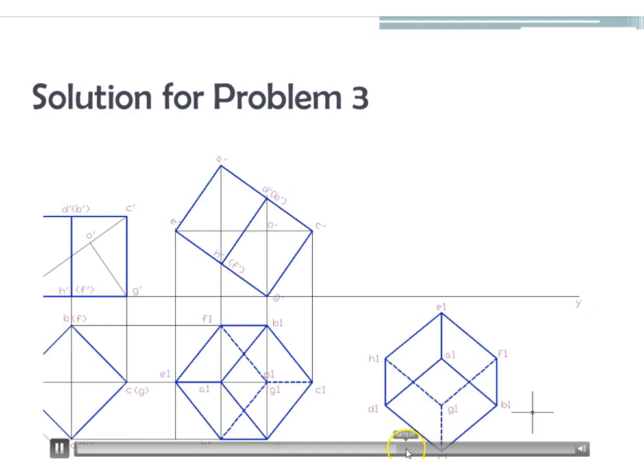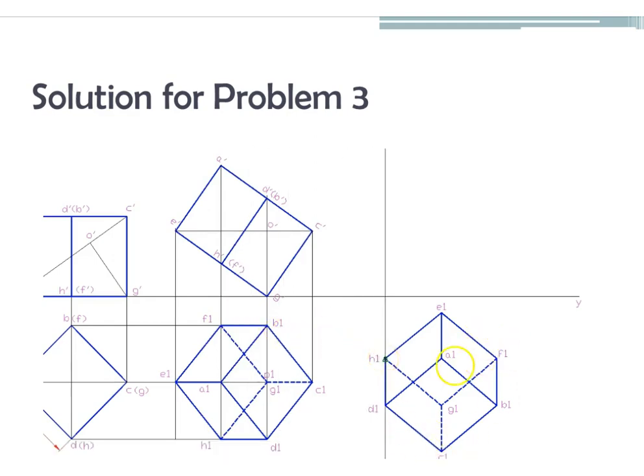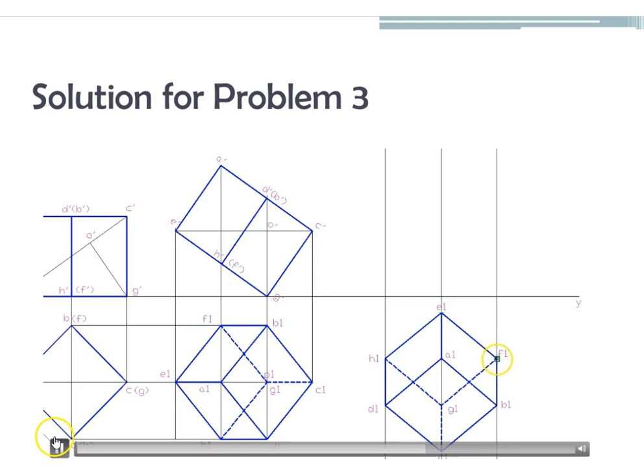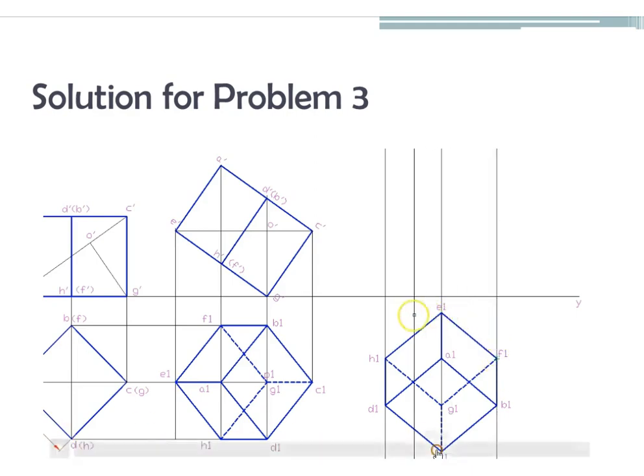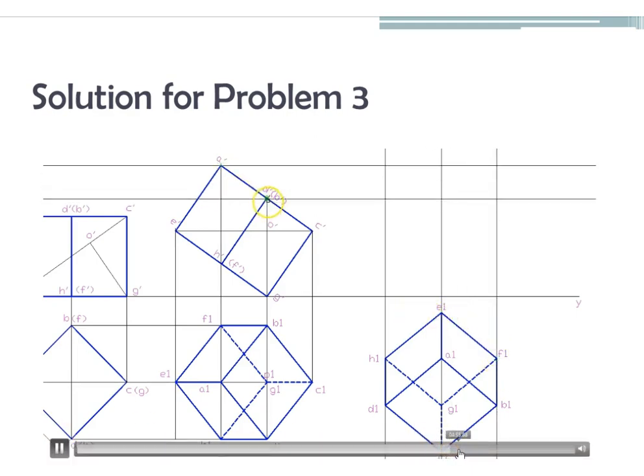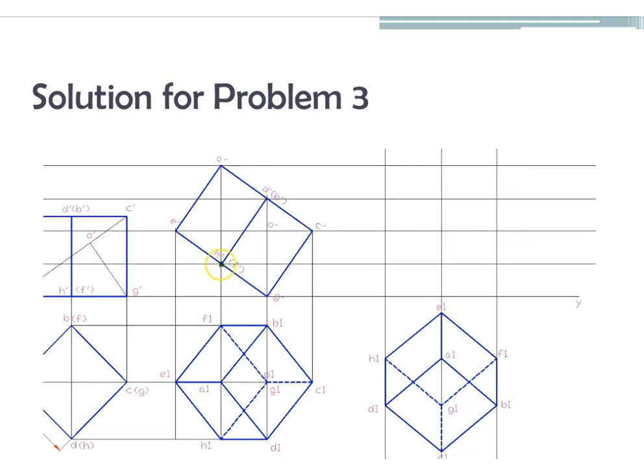And so now the next step would be to draw projectors from all the corners as usual, and then draw the final view. You also draw projectors from the second front view, and where the corresponding points meet, that will be your final front view.